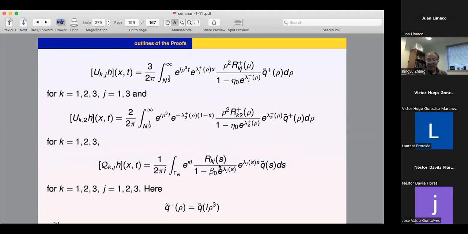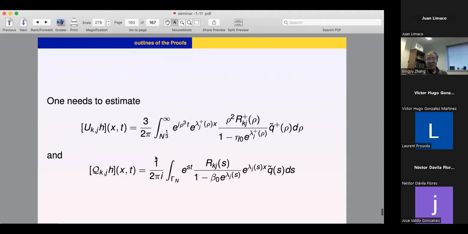I don't want to go into detail, but we reach our goal. We do have an explicit integral representation of the solution V in terms of the boundary data Q1, Q2, and Q3. And the explicit form is like that. So next, what do we need to do?